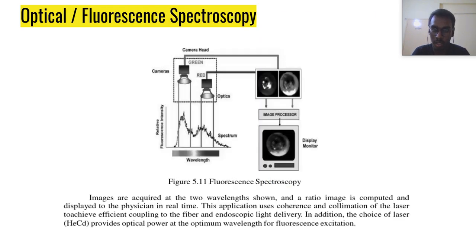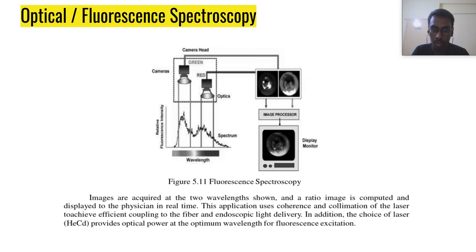So the main principle of optical or fluorescence spectroscopy is that two images are acquired at two wavelengths. A ratio image is computed and displayed to the physician in real time. The application uses coherence and collimation, the two properties of laser which we saw earlier, to achieve efficient coupling to the fiber and endoscopic light delivery.